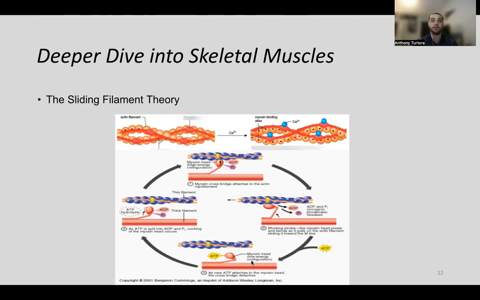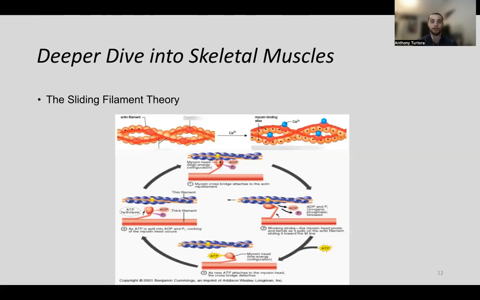Now, in the next step here, the myosin head is going to move into a low energy position, and it's going to pull the actin chain towards the center of the sarcomere. This is called the power stroke, or you can see here also called the working stroke. And at this time, ADP and inorganic phosphate are also released.